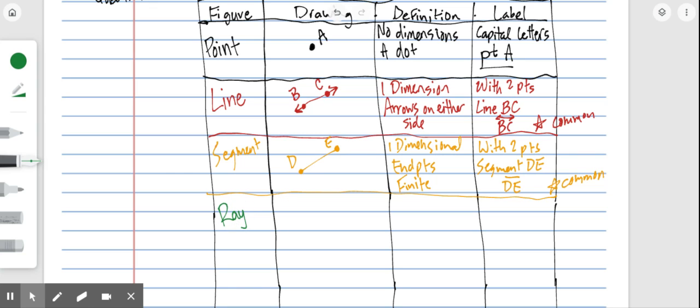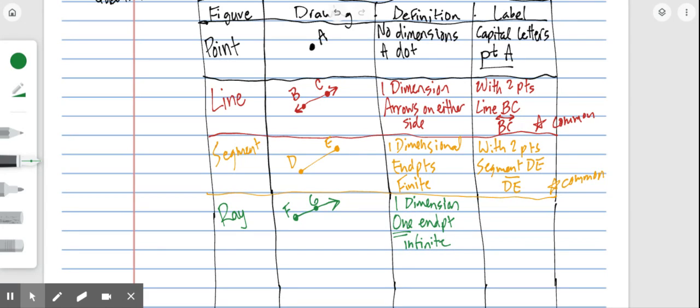Okay, another subcategory of line is ray. So a ray has one endpoint, and it goes on forever in the other direction. So we're going to call this F, and then we're going to put a point on there that's G. Okay, a ray is one-dimensional, and it has only one endpoint. And it is infinite because it goes on forever in one direction.